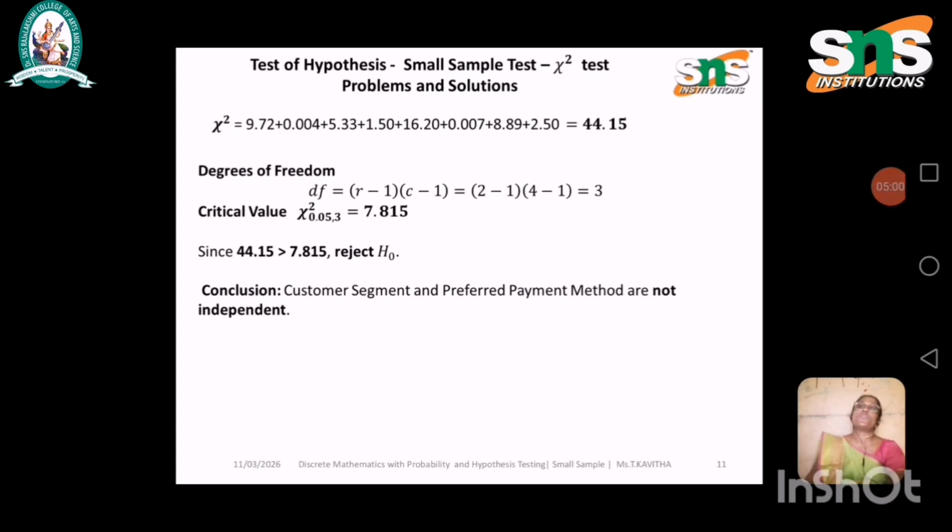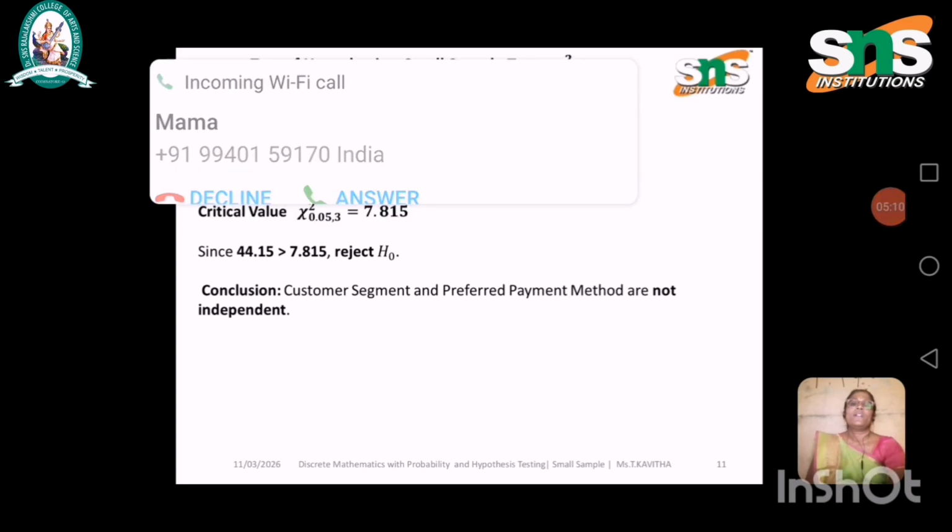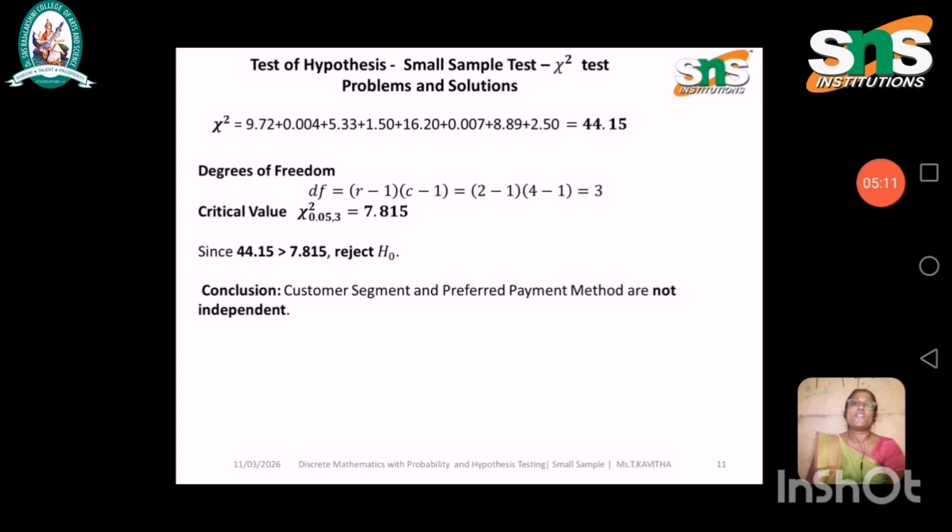The degrees of freedom is rows minus 1 into columns minus 1. Here 2 rows and 4 columns are given. Therefore, 2 minus 1 into 4 minus 1, that is 1 into 3, which is equal to 3.